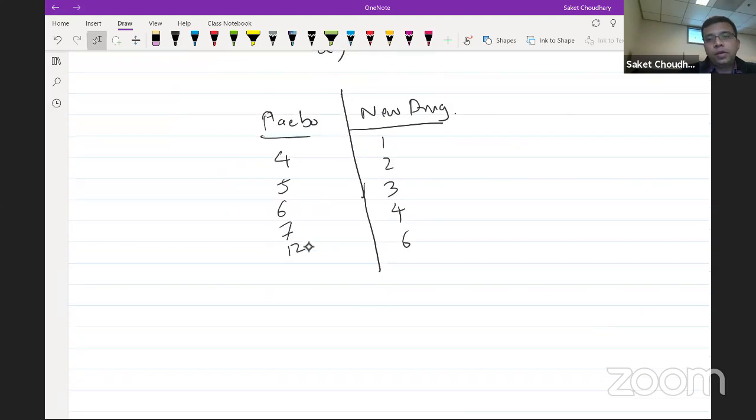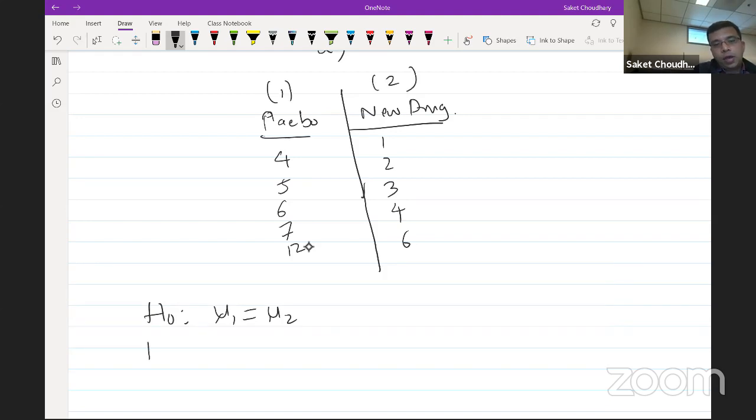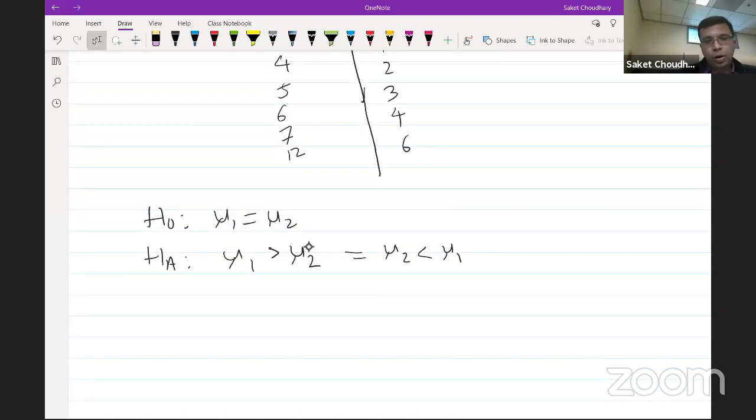Now, what is it that we are interested in? The first question essentially asks you, what's your null? Your null is mu1 equal to mu2. I'm going to call this mu1 and this mu2. And the alternate is mu1 is greater than mu2, which is equivalent to saying mu2 less than mu1. The new drug is essentially reducing your shortness of breath. That's the alternate that you're interested in. So that was essentially problem number 1.